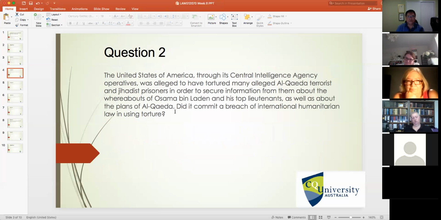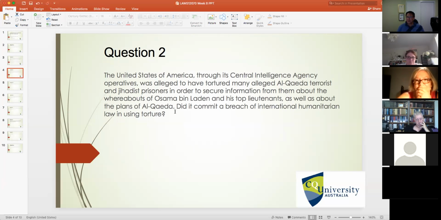Question 2. Let me just read this. This is quite short. The United States of America, through its Central Intelligence Agency operatives, was alleged to have tortured many alleged Al-Qaeda terrorist and jihadist prisoners in order to secure information from them about the whereabouts of Osama bin Laden and his top lieutenants, as well as about the plans of Al-Qaeda. I hope you're familiar with Al-Qaeda, right? You should be. Did it commit a breach of international humanitarian law in using torture?